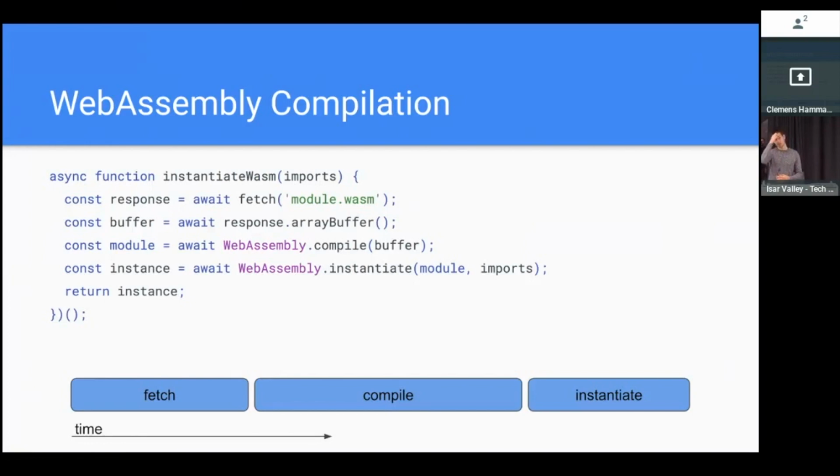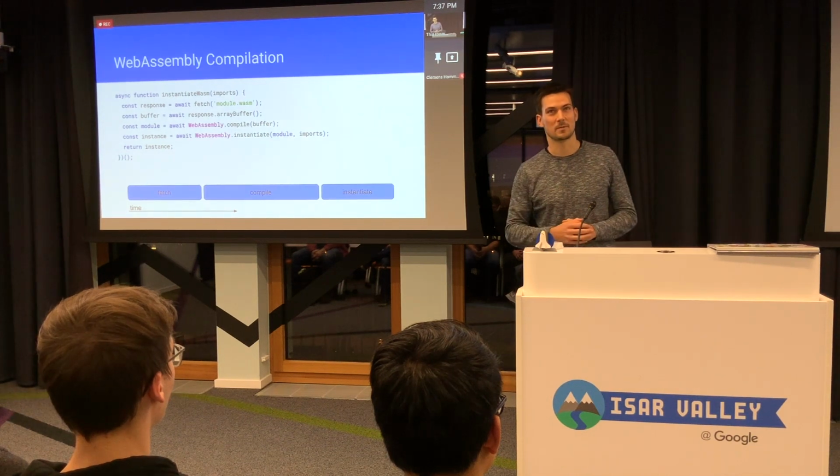So this code matches quite nicely what actually happens in the engine. Down there you see this timeline from left to right. We first fetch. When this is done, then we compile, and when this is done, then we instantiate. Now, you might already have heard that this is not the best way to do this.